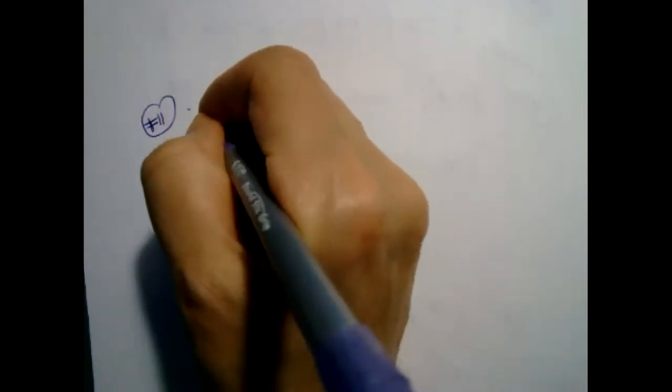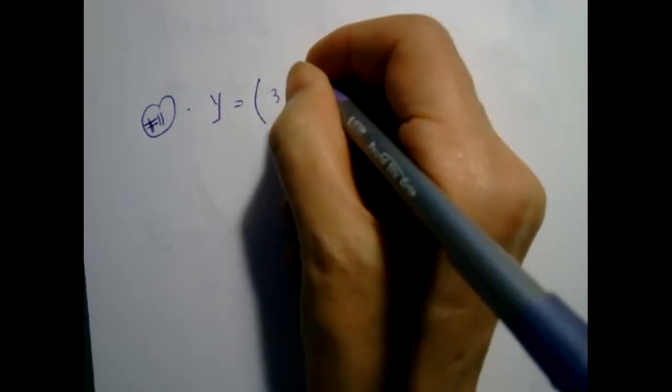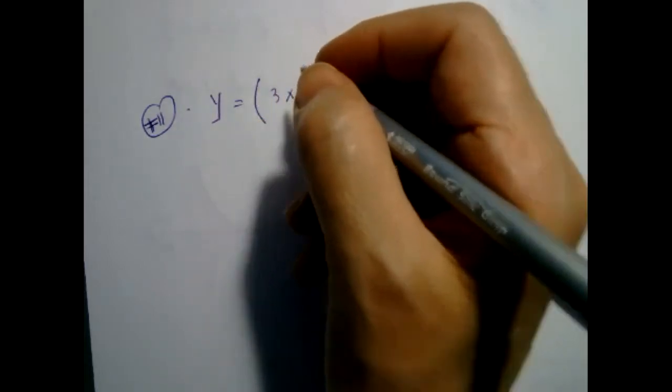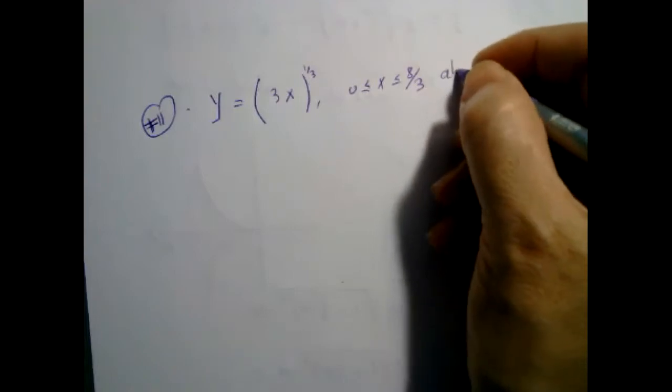And let's see what it is about. Okay, so you have a function y = 3x^(1/3), x between 0 and 8/3, and it is rotated about the y-axis.